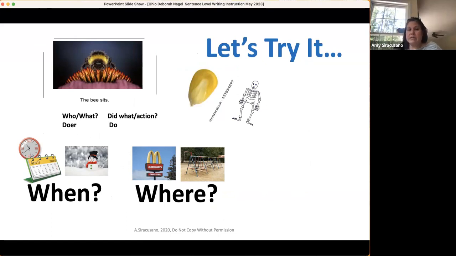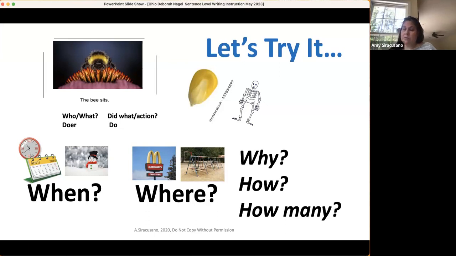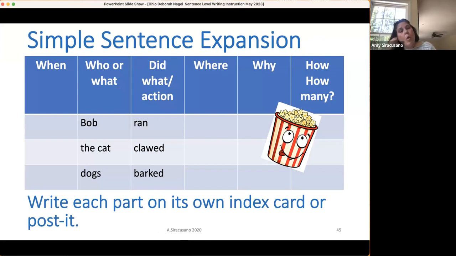So I might say, where is the bee sitting? The bee sits on the flower. When? The bee sits on the flower during the day. And kids have just generated two prepositional phrases without me having to label it. Why? To drink its nectar. How? Gently, quietly, right? So again, I don't always need those labels in the beginning. But we need to do this work in the context of reading comprehension before we ask them to do it in writing.